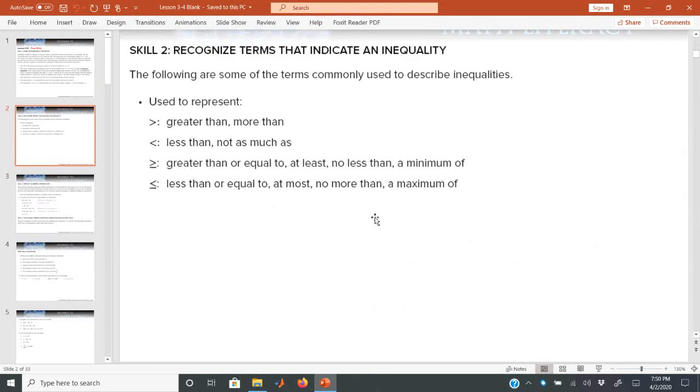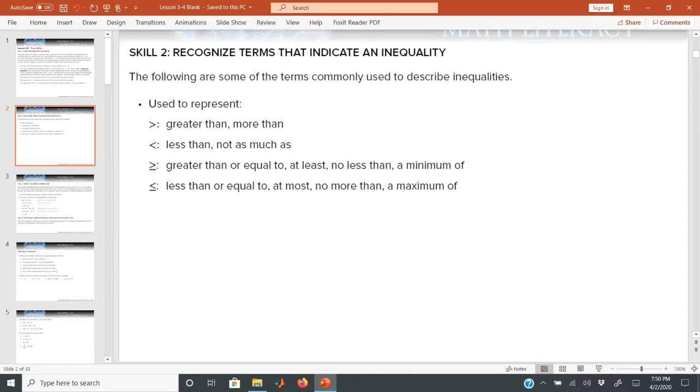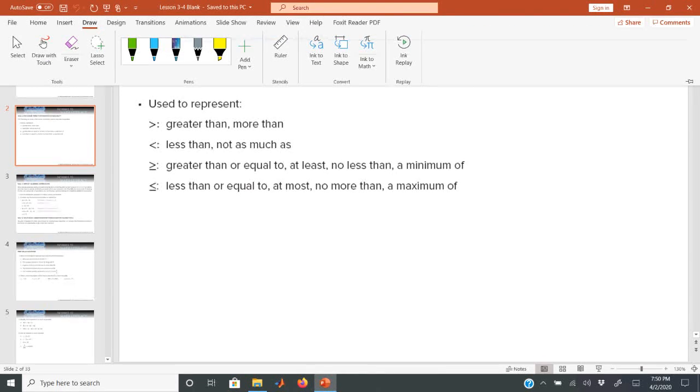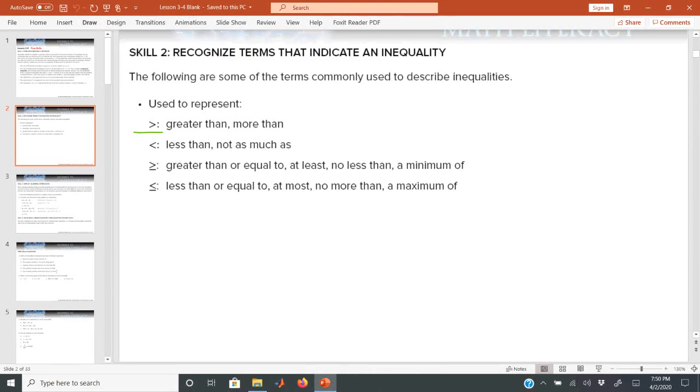There's a lot of things you really want to know about greater than, less than. We call this symbol greater than. What it means is that the quantity on the left is greater than the quantity on the right.